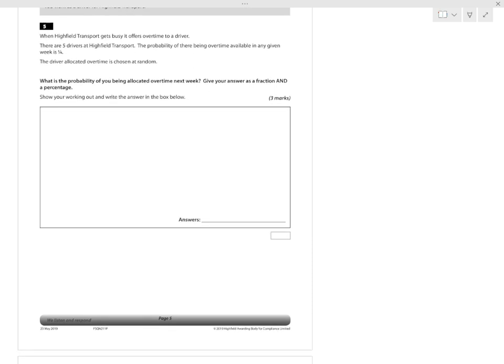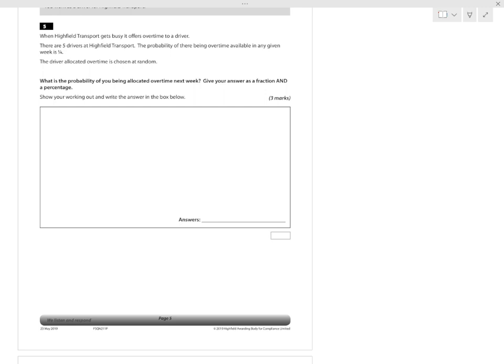Right. When Highfield Transport gets busy, it offers overtime to a driver. There are 5 drivers. The probability of overtime being available in any given week is a quarter. The driver allocated overtime is chosen at random. What's the probability of you being allocated overtime next week? Give your answer as a fraction and as a percentage.